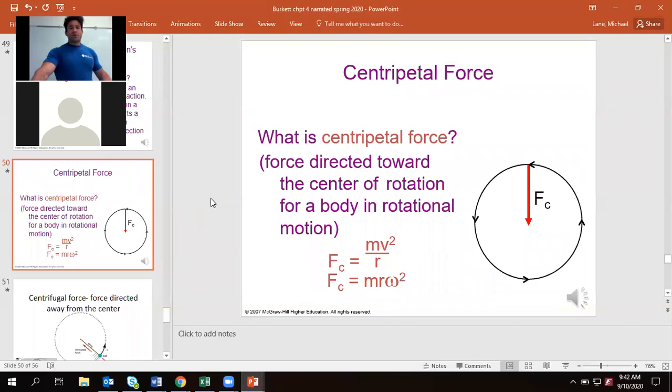Now, we then have centripetal force and centrifugal force. Centripetal force is the force directed towards the center of rotation. So if you have an object and it's spinning, the centripetal force is going to be the force that's pulling it into the center. So that would be what's observed by the actual object that is up against the wall.